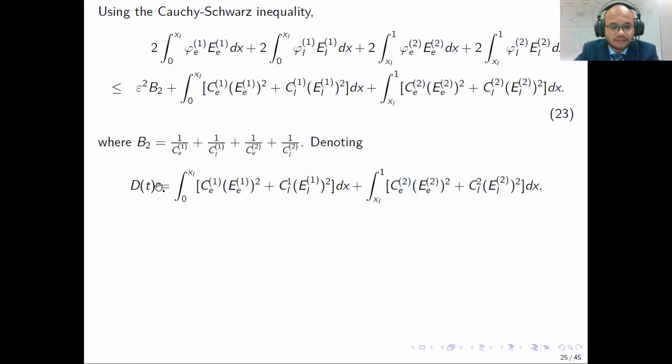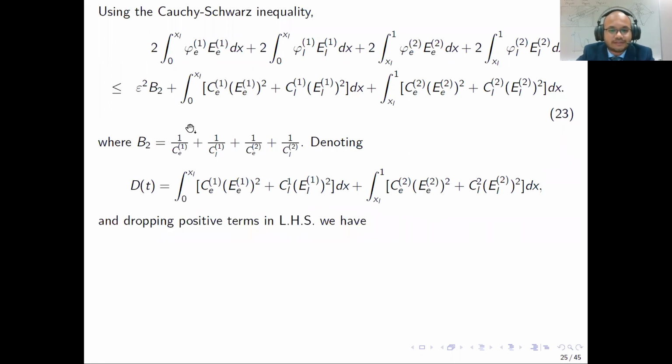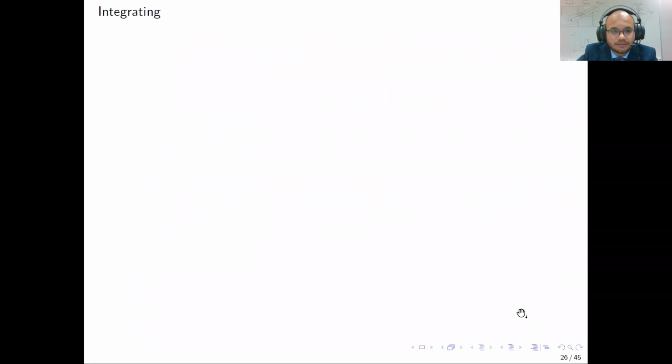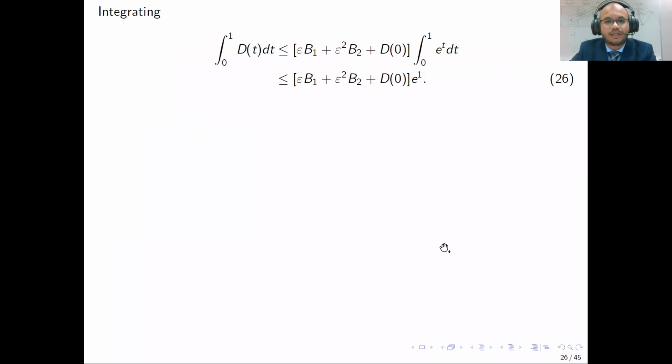So we denote D of t as this term which is shown here, and then we drop all the positive terms in the left hand side, because if something is smaller than something and there is some positive term on the smaller side, we can always get rid of it, and still the thing will be smaller. So that whole thing gets reduced to this. Now as we integrate it with respect to time, we get this bound.